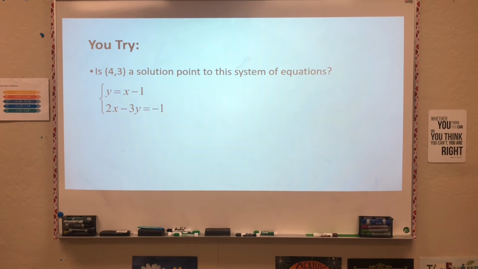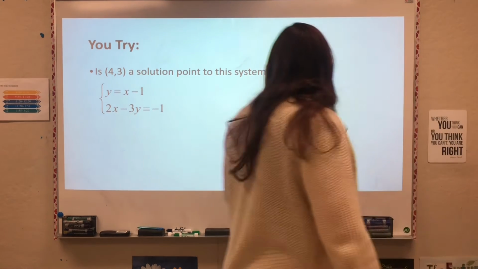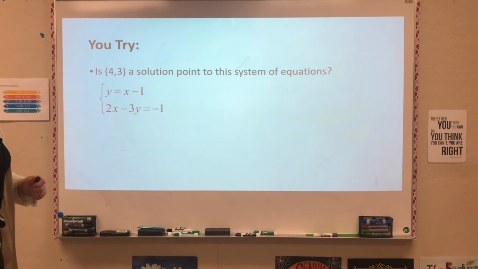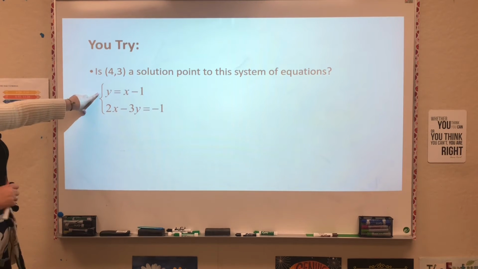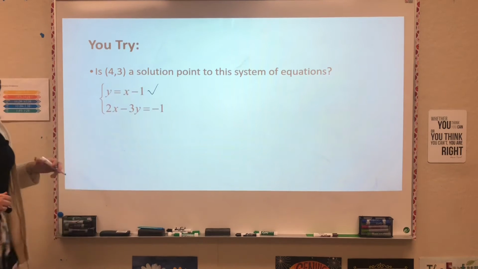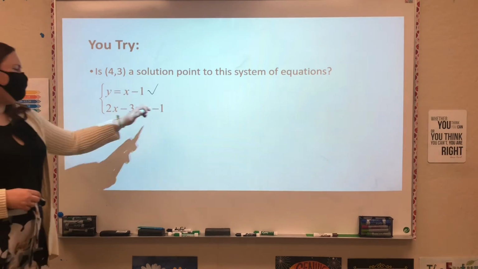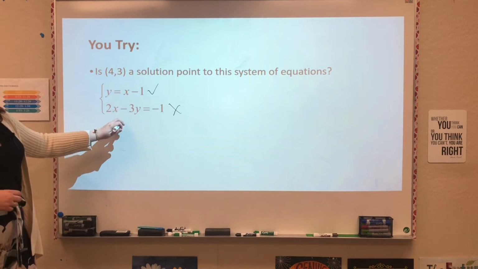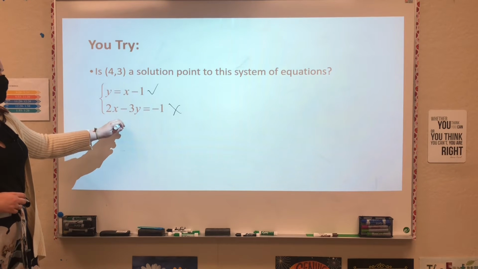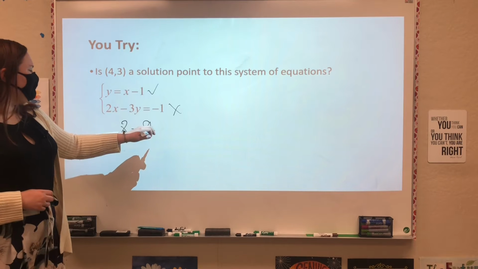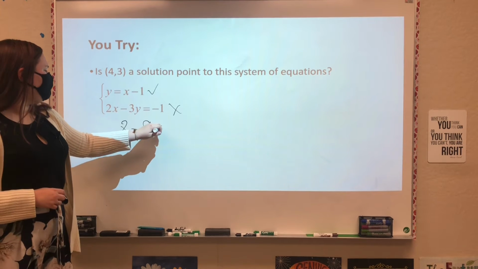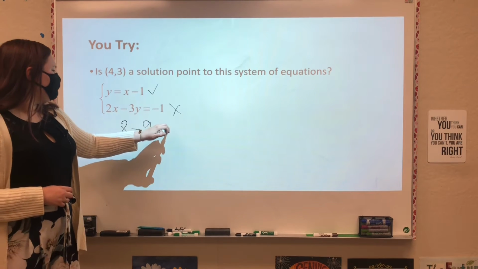So answer the question for me. Is the 0.43 a solution point to the system? No. If I asked you to explain why, what would you say? Because for the first equation, it is a solution point, but for the second one, it's not. Right. For that second one, you end up getting, what's the math look like when you check? 8 minus 9 equals -1?